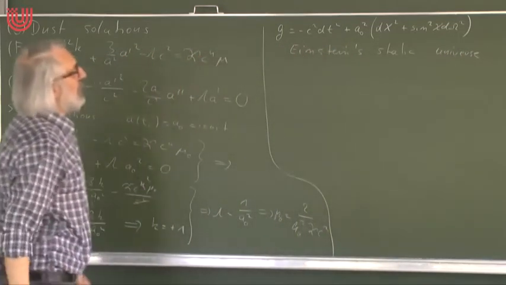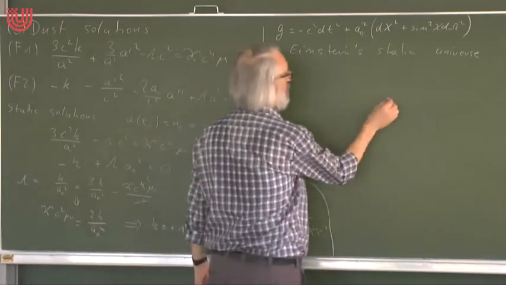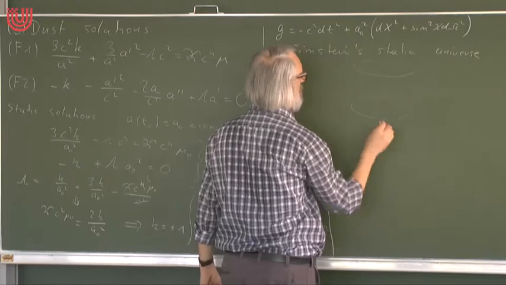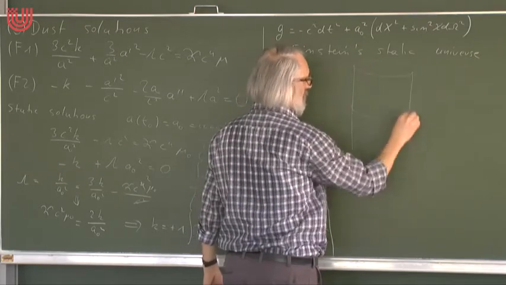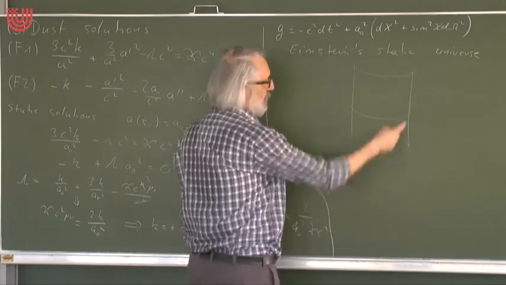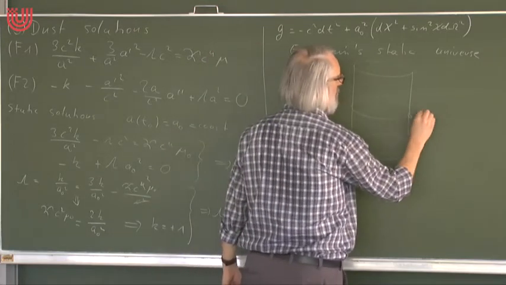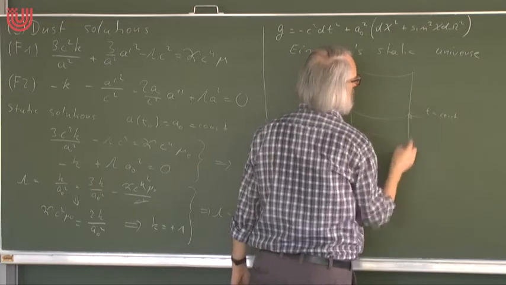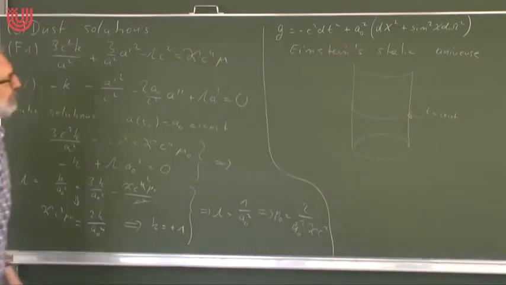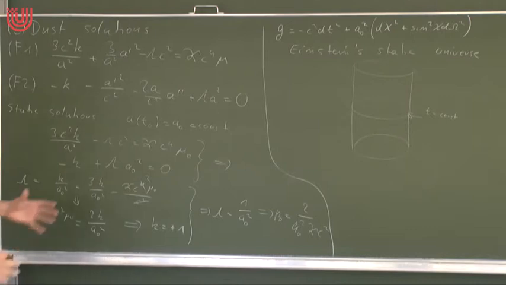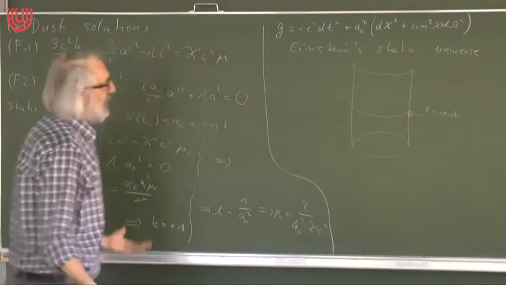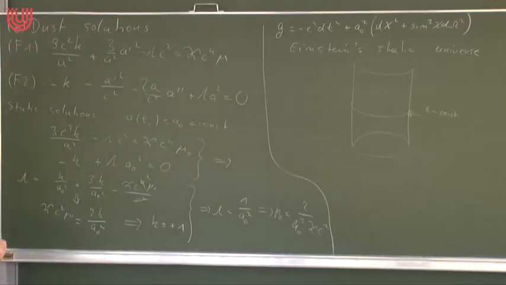And how does it look like? Well, it has spatial sections which are spheres, and it is static. So all the spheres have the same size. Yeah? So it looks like a cylinder in this representation, where the surfaces t equal constant are just circles in this picture, but actually they are 3-spheres, because 2 dimensions are missing. So it looks like a cylinder, and therefore it's sometimes called Einstein's cylinder world. You also find it under this name in the literature.